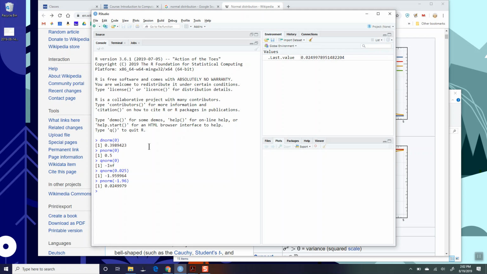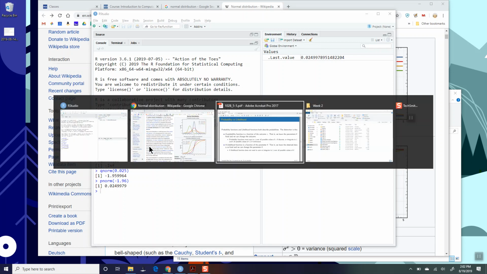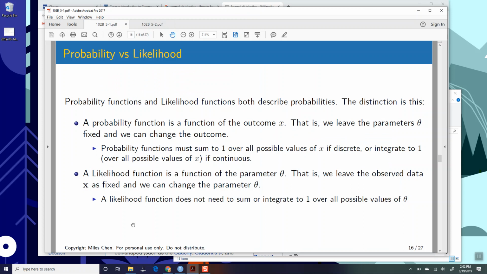The CDF is the integral from negative infinity up to your x of the PDF. It's the cumulative probability. Well, we use the CDF extensively in 102C. All right. So anyway, back to likelihood.